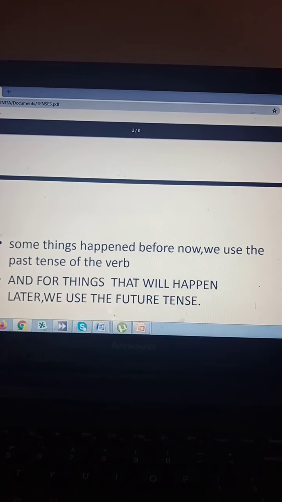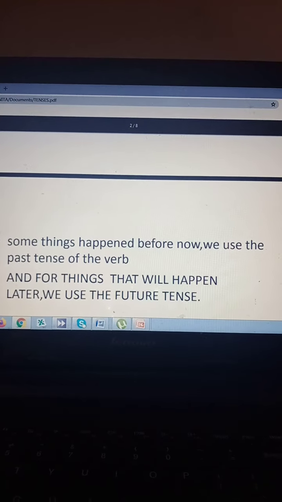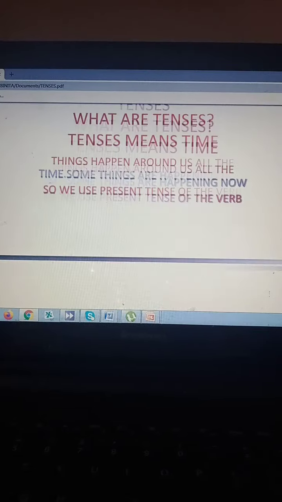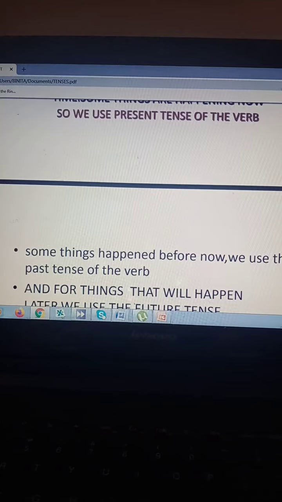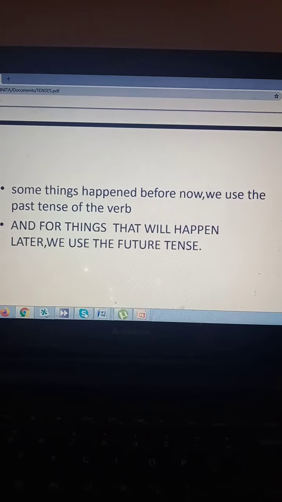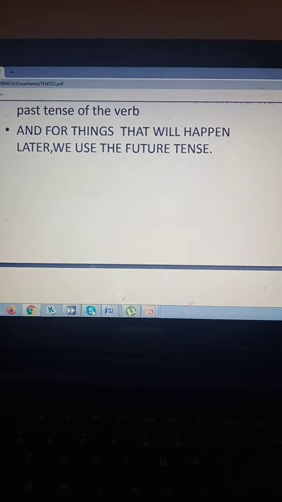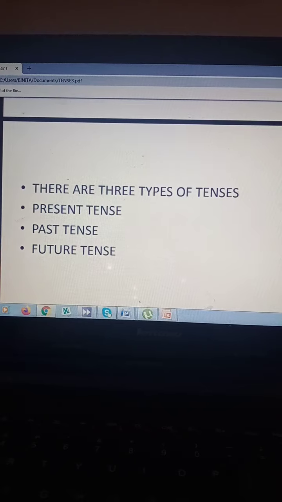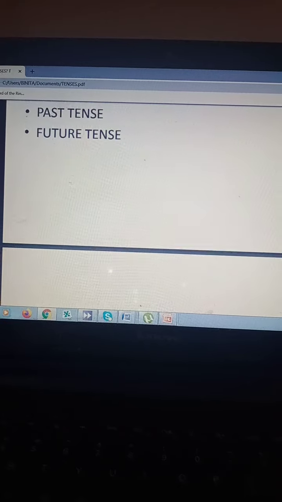But now just be clear that what happens today is called present. What happened yesterday is called past. And what is going to happen, we call it future tense. So once more, tenses means time. For now, we call it present tense. For things that happen before now, we call past tense. And for things that will happen later, we use the future tense. So there are three types of tenses: present tense, past tense, future tense. Today, yesterday, tomorrow. Children, please have that in mind.